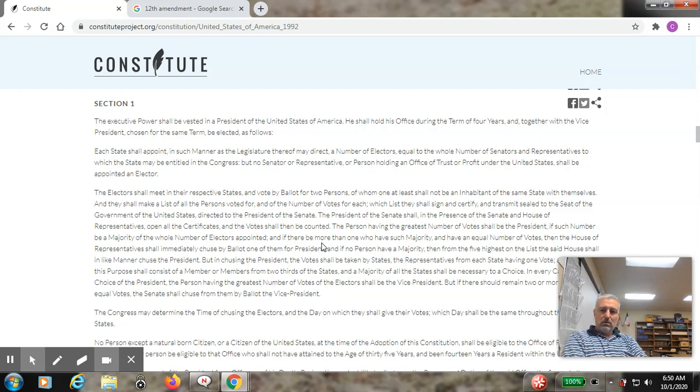So the number of electors that a state has is arrived at by adding together how many representatives they have in Congress, which is based on the population of the state, and how many U.S. senators they have. All states have 2 U.S. senators. This was the great compromise between the Virginia plan and the New Jersey plan of the Constitution, and is a prime example of how the United States is not a democracy.